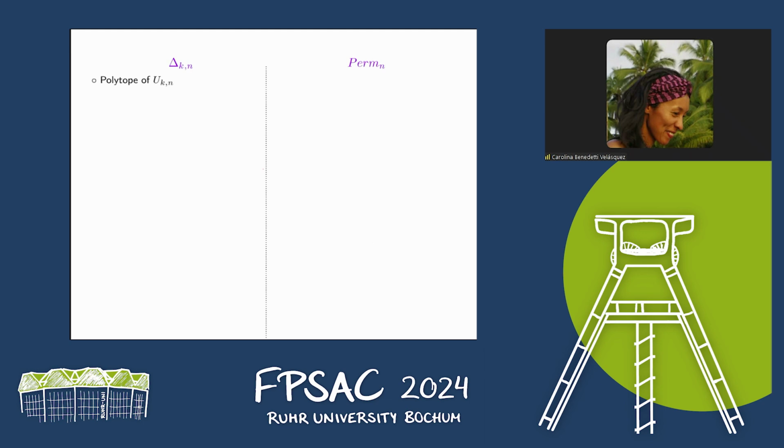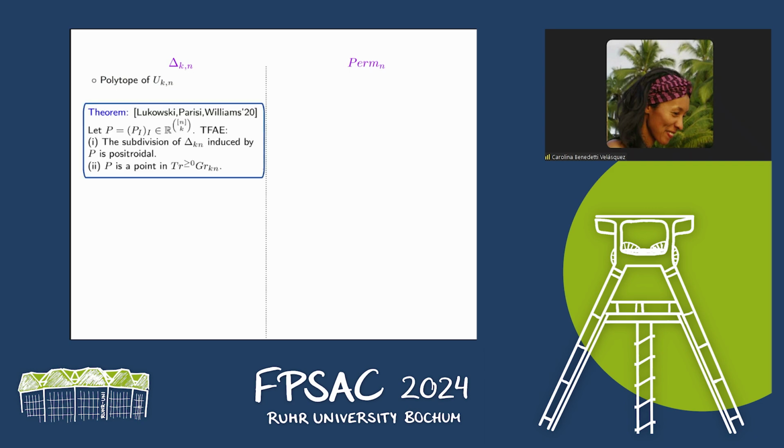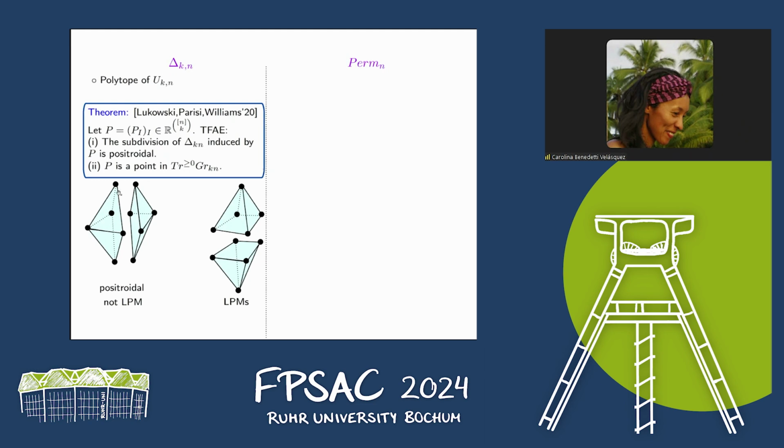So let's draw a parallel, or why we thought that should be the case. In the case of the hypersimplex, we already know this is the polytope corresponding to the uniform matroid. Here is the hypersimplex 2,4. And there is a result of Lukowski, Parisi, and Williams that tells you that, on one hand, if you are able to subdivide the hypersimplex, for instance on the left-hand side here, you have a subdivision of the hypersimplex.